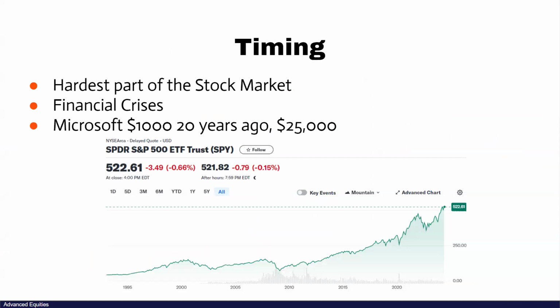Timing the market is definitely the hardest part of the overall game of the stock market. These things like financial crises are setbacks and people get scared. So for an example, we've got around 2008 right here with my mouse, and you can just kind of see this downfall here. So in this instance, 2008, 2009 area, of course, there was the financial crisis, the housing market collapsed, and with that, the S&P also came down as well.